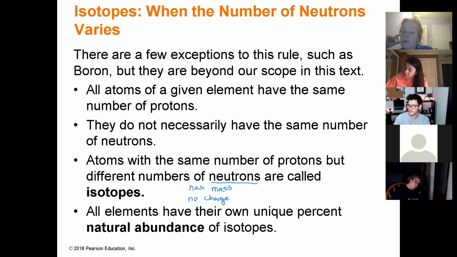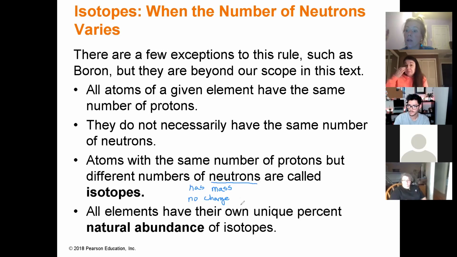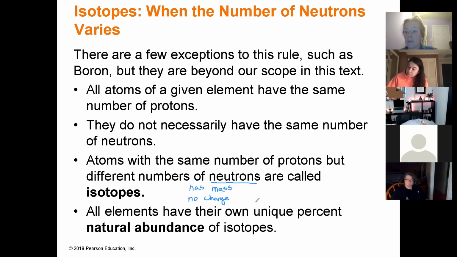So if I mess around with the number of neutrons, let's say I add or subtract neutrons, it's not going to change the charge. That's something electrons do, but it will change the mass. It'll make the material heavier or lighter. It doesn't change the material because it's not changing the number of protons, but again, it does change its mass.